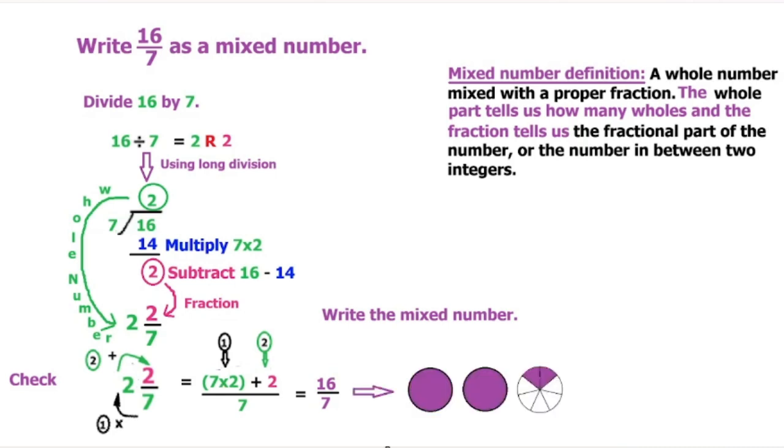And just so you know, to visualize what we have here, 2 and 2/7 is 2 wholes, and then this is 2/7. So 2 out of 7 are filled in. And that's it. That's the entire problem.